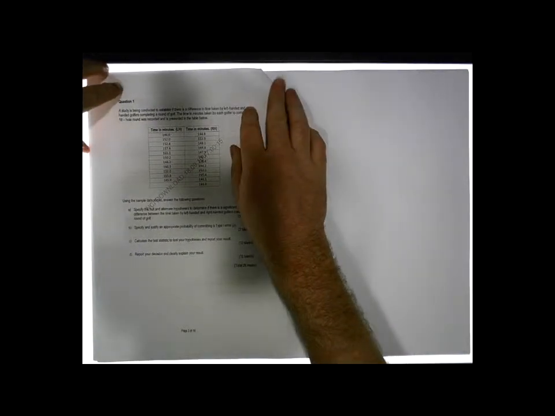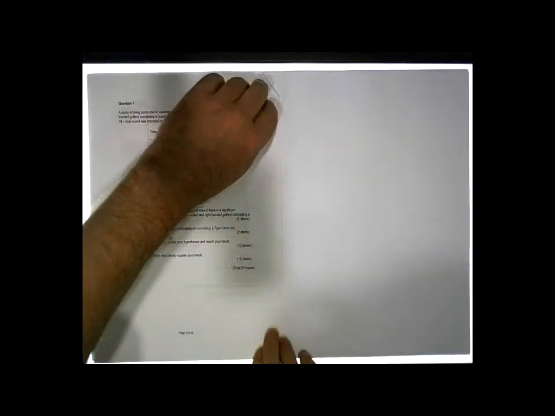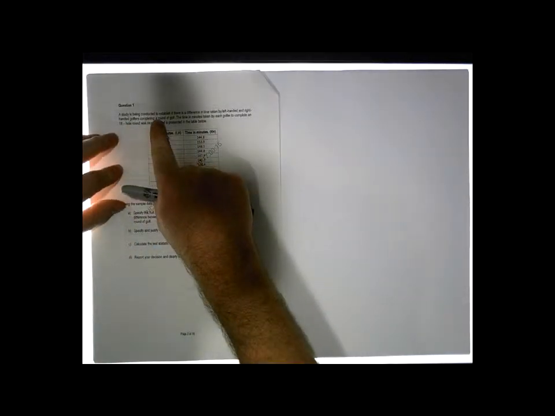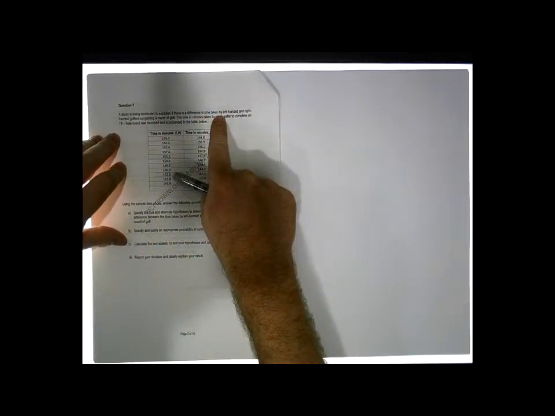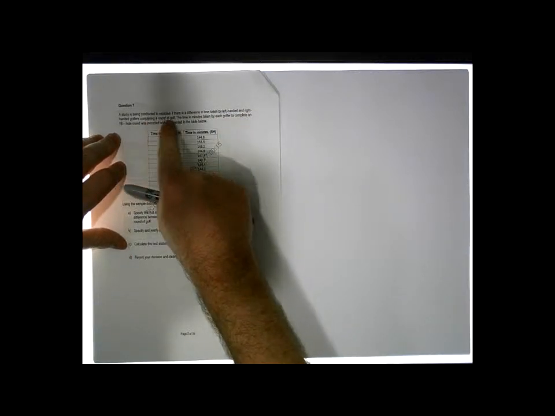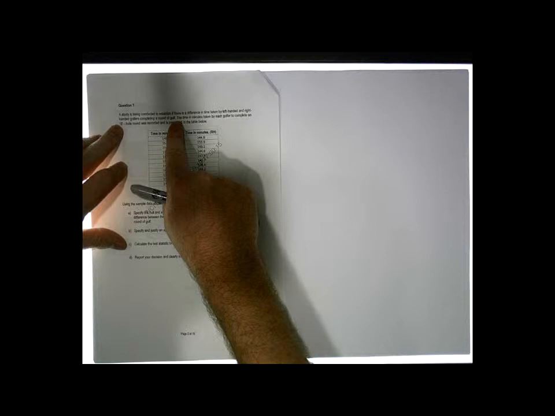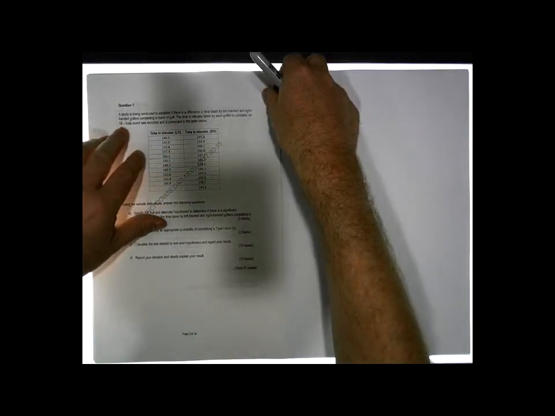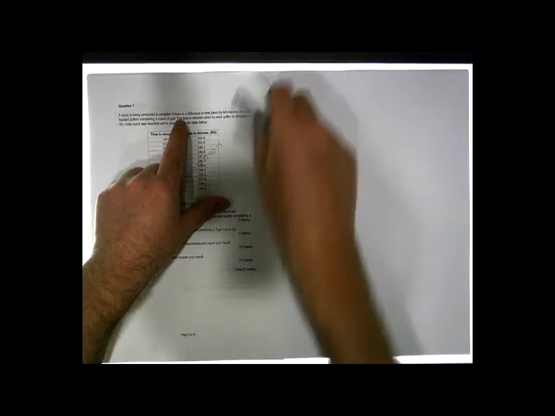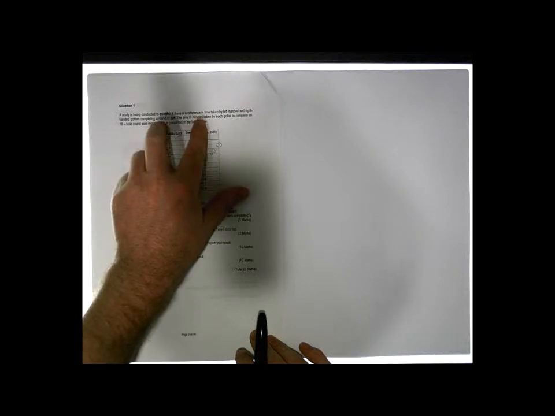So this will probably take about half an hour to get through, because there's a fair bit involved in it. Let's set the scene. A study is being conducted to establish if there is a difference in time taken by left-handed and right-handed golfers completing a round of golf. So there are left-handers and right-handers going around taking part in a game of golf, and we want to know who gets around the course quickest, or whether there is a difference in the time it takes. The time in minutes taken by each golfer to complete an 18-hole round was recorded and is presented in the table below.